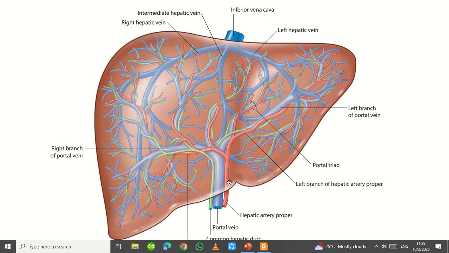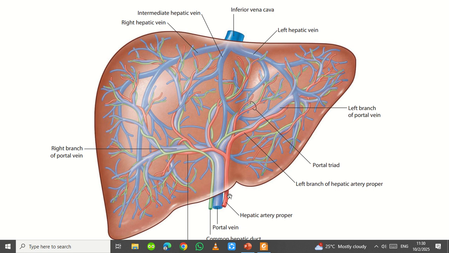And then you're going to have blood coming from the hepatic artery proper, which is a branch of the common hepatic artery, which is a branch of the celiac trunk coming off of the abdominal aorta, right? So the hepatic artery proper is going to bring about 20 to 25% of the blood to the liver, and this is about 60 to 80% oxygenated, right?